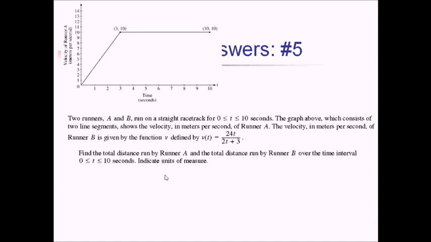Well, let's start with runner A, because we've got a graph of runner A's velocity. So to find the total distance, we just need the absolute value of the velocity, which is to say the absolute value of the area between this curve and the x-axis. Since this is all positive area anyway, we just need to find the area under this trapezoid. So that's going to be a base of 7 plus a base of 10, over 2, times a height of 10.